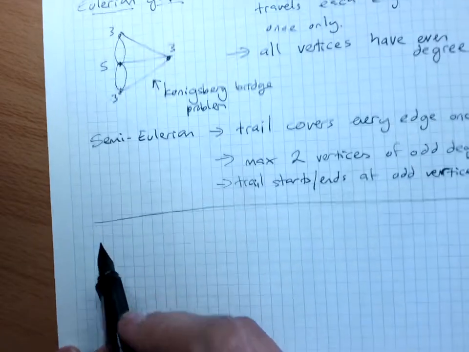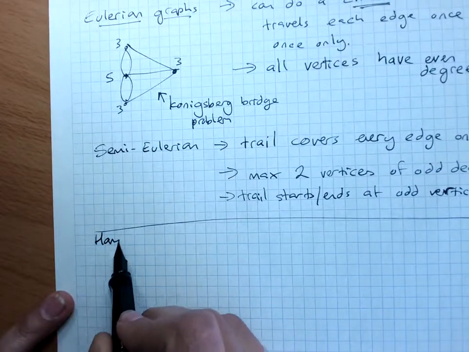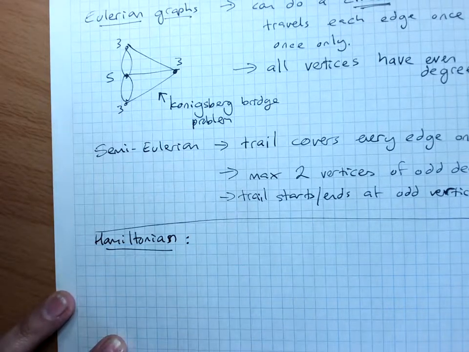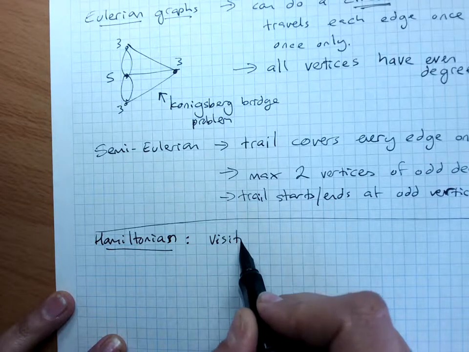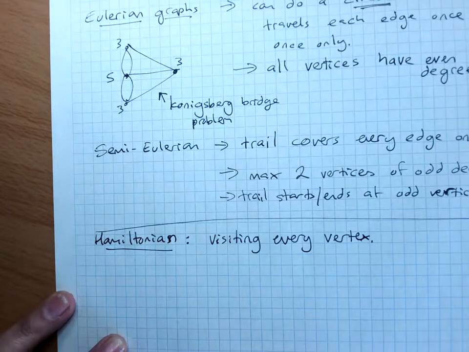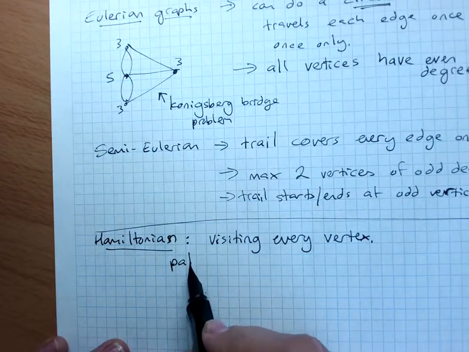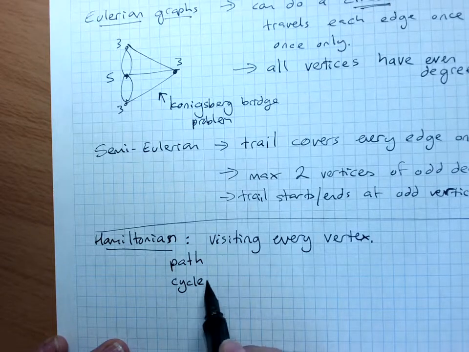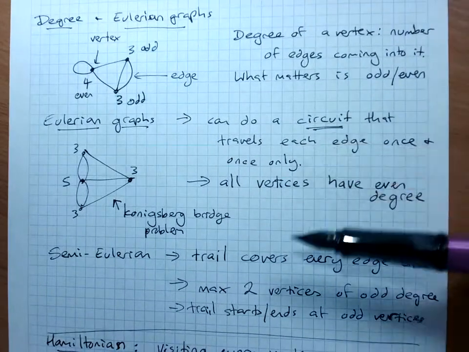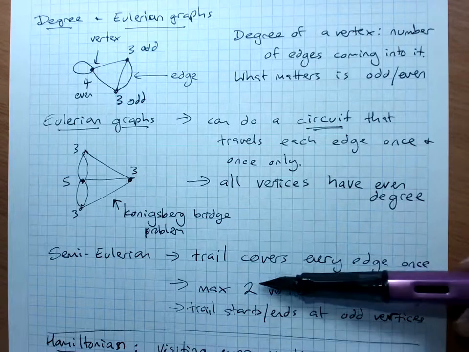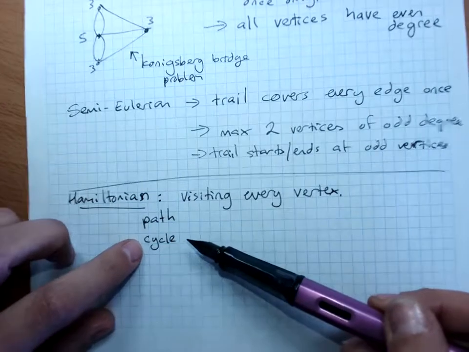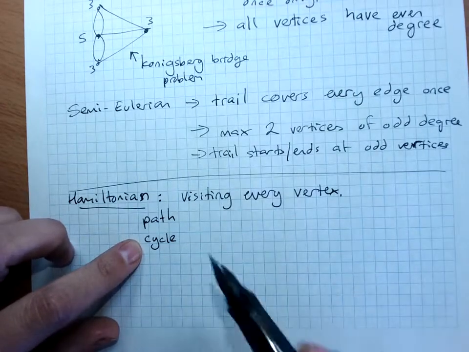Related to the Eulerian stuff is Hamiltonian. It's very similar, but with visiting every vertex. There's Hamiltonian paths and cycles. And in the same way as Eulerian, I had a circuit which started and ended at the same one, or a trail which starts one and ends at another. A path obviously isn't closed, whereas a cycle starts and ends at the same vertex.